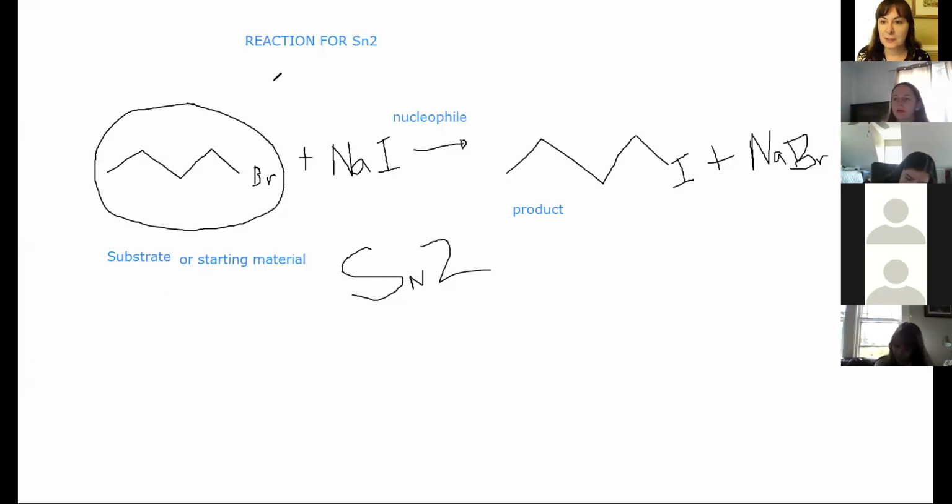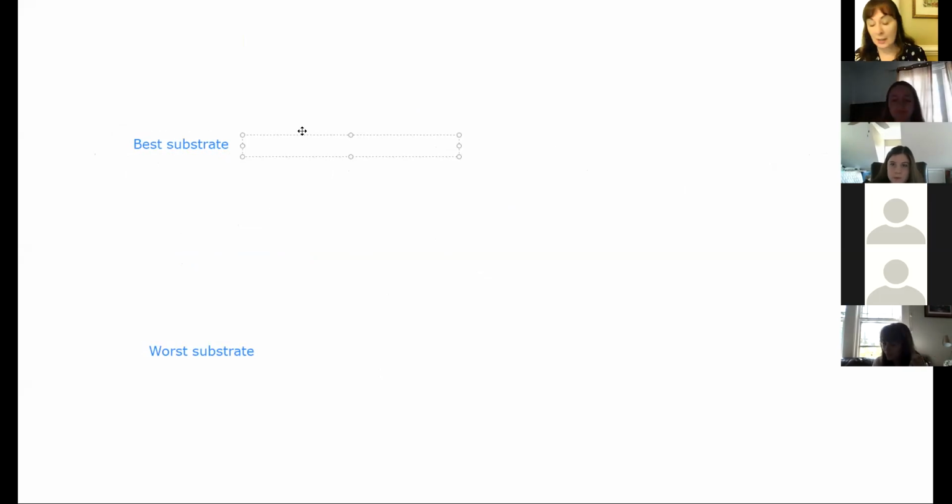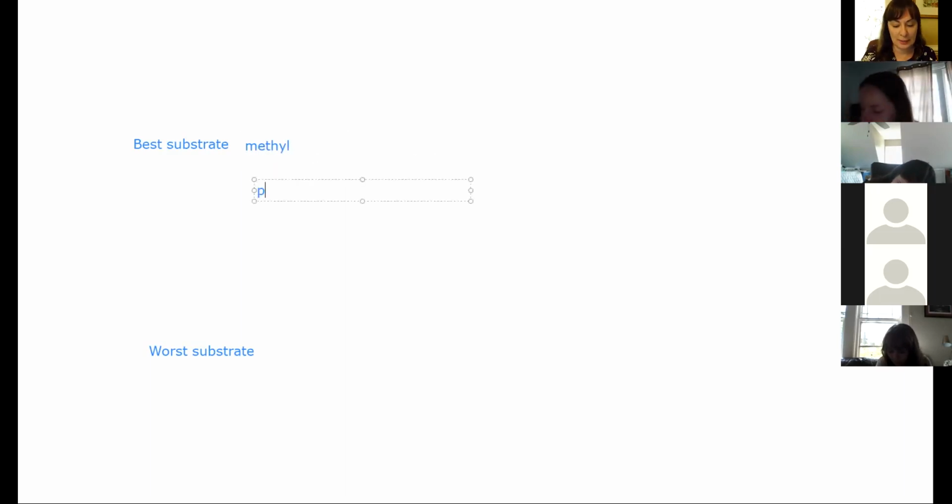Let's clear this up and start over with the best substrate. And then here on the bottom, we're going to put our worst substrate. So what kind of carbon would be the best substrate for this reaction? Primary, secondary, or tertiary? Primary. There's one that's actually even better than a primary, which is the methyl carbon, right? Methyl is the absolute best. And then the next one is going to be primary. And then after that, we're going to have secondary.